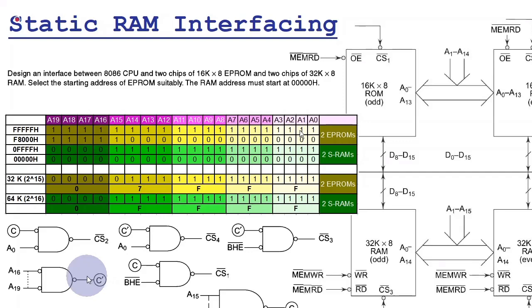But that is not the full story. This cannot be directly supplied to these two sets of banks. We need the A0 signal and the BHE bar signal again to generate the chip select 4 and chip select 3 signals. Let us see chip select 4 first, because that is for the even bank. You take one input from here and one input will be A0, so your CS4 bar signal will be generated and used for this RAM chip. For the odd bank, you will be using the CS3 signal, where you can see BHE bar, which is for the higher order bank activation, and this C complement signal.